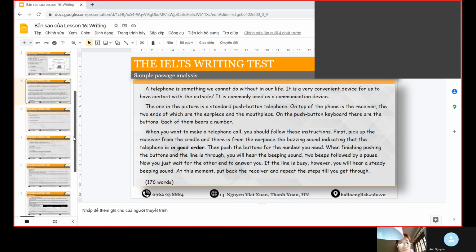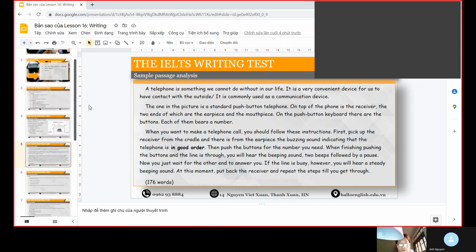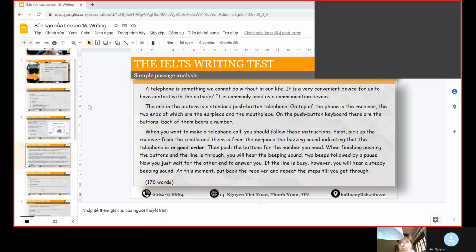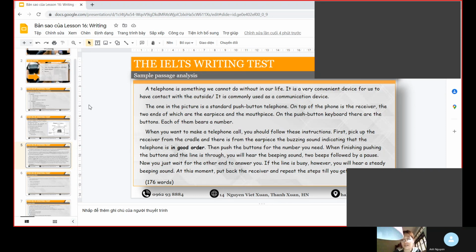Okay, do you have any questions for this sample, or any questions for how to write this type of exercise? Okay, thank you. Okay, yep.